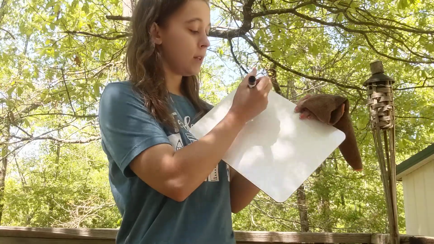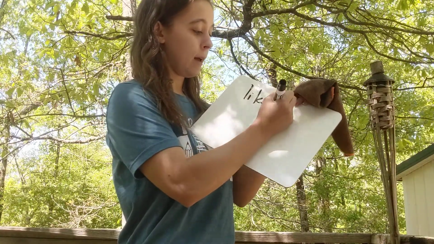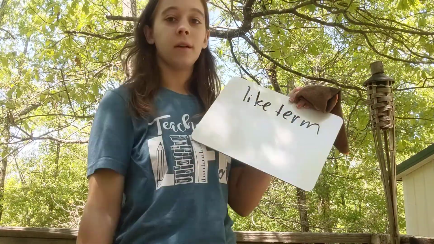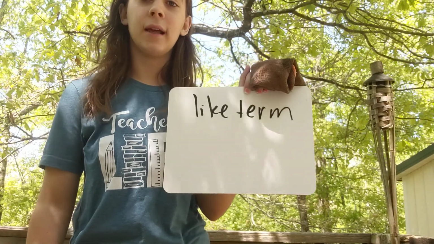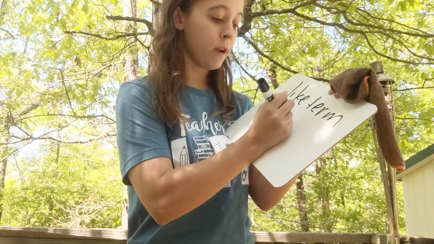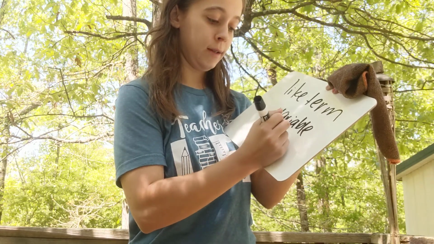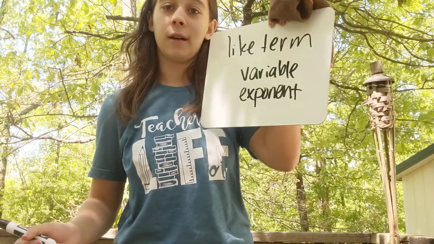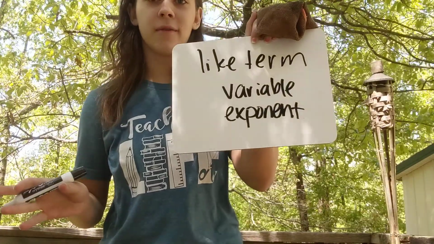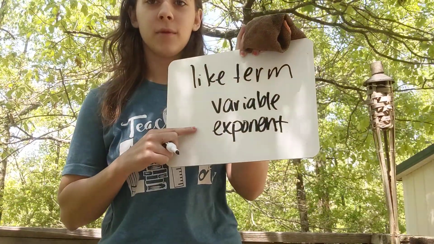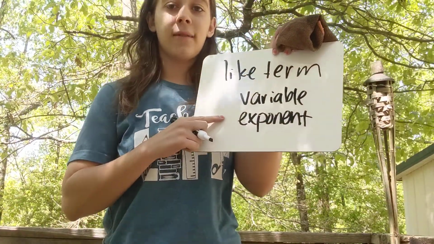The first thing I'm seeing is what on earth is a like term? A lot of us are struggling with this idea. A like term has to have the same variable and the same exponent. The big number in front does not have to be the same, but this is really important: the exponent does have to be the same.